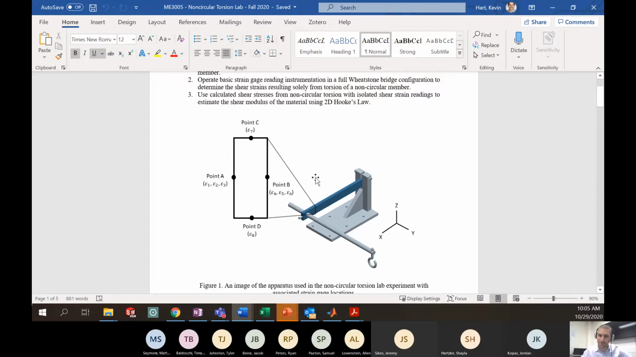The experiment itself is really quite straightforward. We're going to take the apparatus like this, put one load on it, and then measure the strains from a variety of different strain gauges that are on the cross section of the piece.